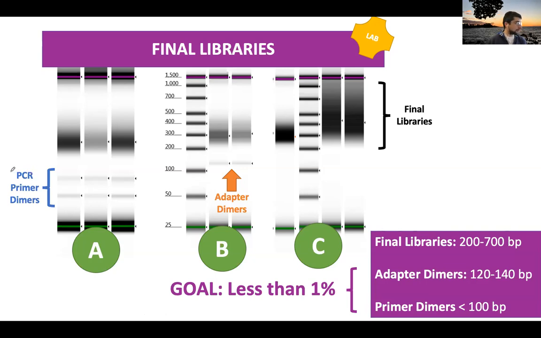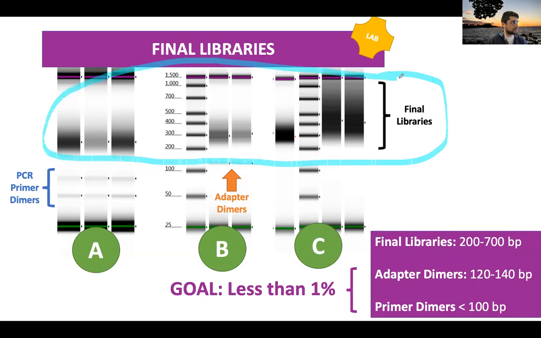Both the PCR primer dimers that you see in A and the adapter dimers that you see in B are considered to be contaminants of your final libraries. You see the final libraries up here. These are usually smears, okay? It's not a definite band. It's a smear of fragments of different sizes. However, the PCR primer dimers and the adapter dimers are much shorter than your libraries. Your final libraries are going between 200 to 800, 1000.